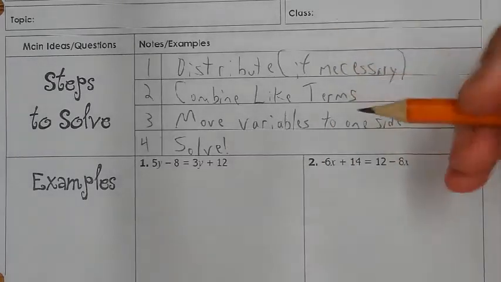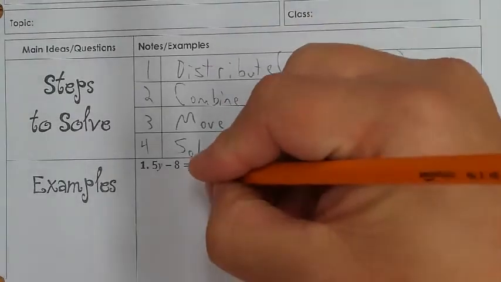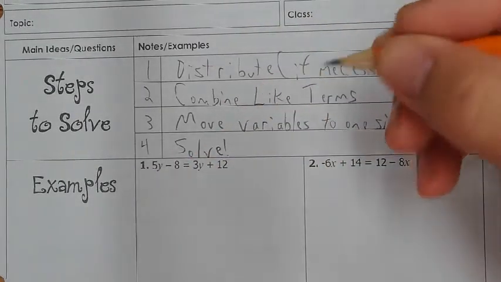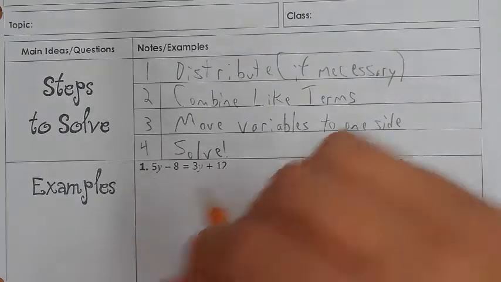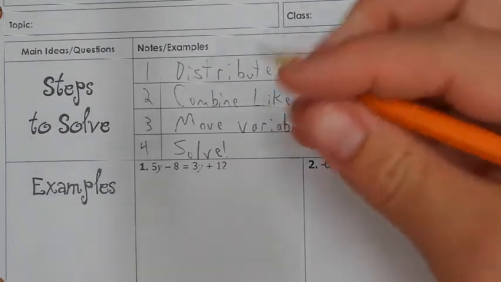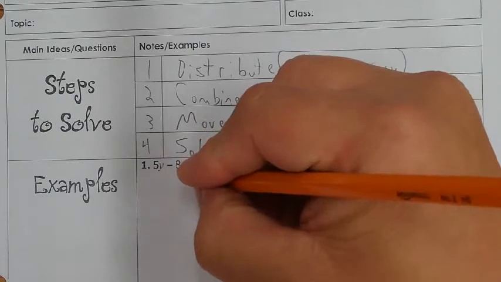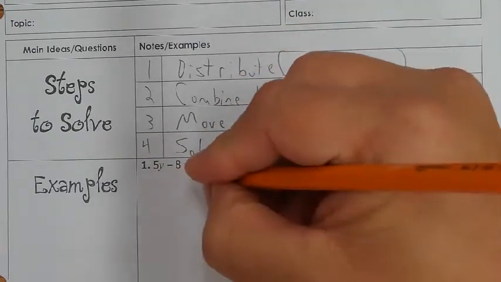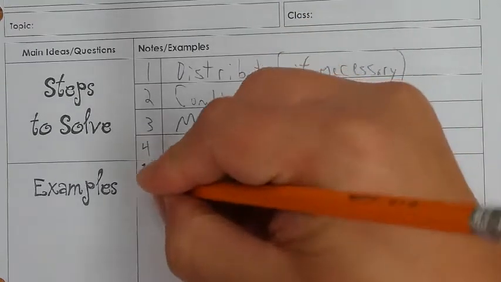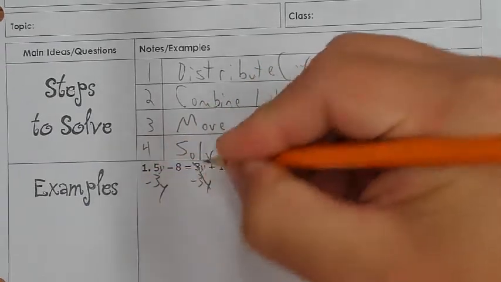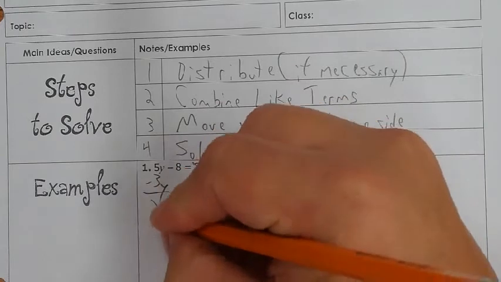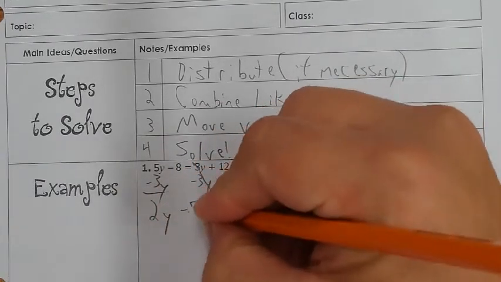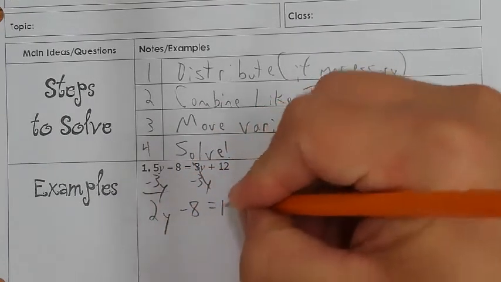So, if you had this type of problem, you'd first want to combine your like terms. You can either move the 5y over here or move the 3y over here. I personally like to move the smaller number, that way I don't end up with a negative. So the opposite of a positive 3y is a negative 3y. So we subtract 3y, and 5 minus 3 is 2. So it's going to be 2y minus 8 equals 12.